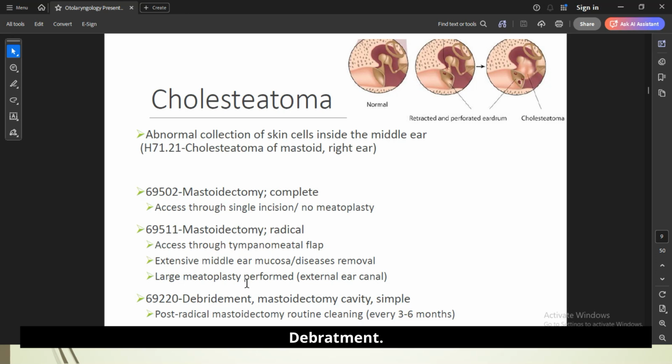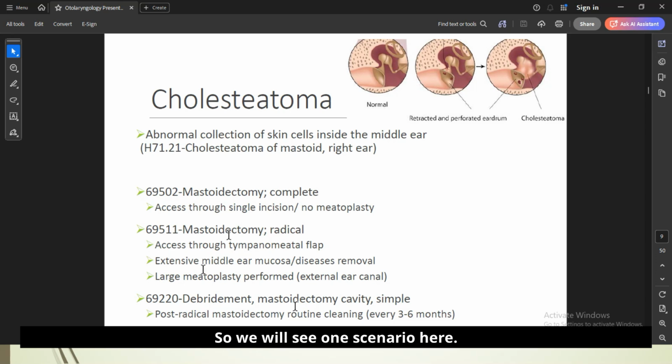69220, debridement, mastoidectomy cavity, simple. Okay. 69502 is complete excision of the mastoid bone. 69220 is debridement of the mastoidectomy cavity, simple. So this is after performing the mastoidectomy. If the surgeon performs debridement, you need to use this code 69220. So this is the original mastoidectomy. This is debridement after the mastoidectomy, usually after 3 to 6 months.